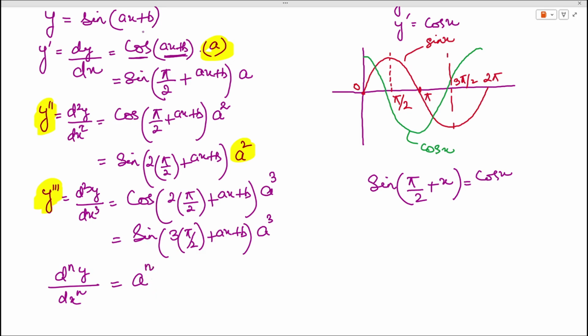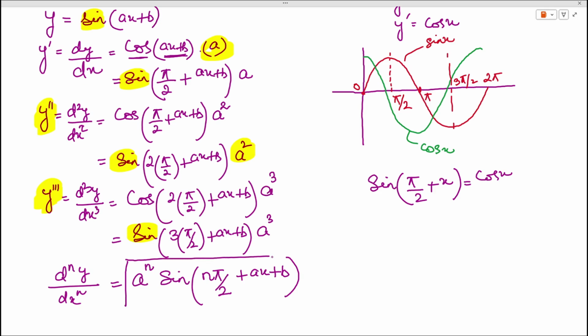Another thing is that in all the cases, the function was sine, and each of the derivatives we have represented in terms of sine. So we are going to write sine. The first derivative was pi over 2 multiplied by 1. The second derivative was pi over 2 multiplied by 2. The third derivative is pi over 2 multiplied by 3. So the nth derivative is going to be pi over 2 multiplied by n, plus ax plus b. So this is our nth derivative for the function y is equal to sine ax plus b.